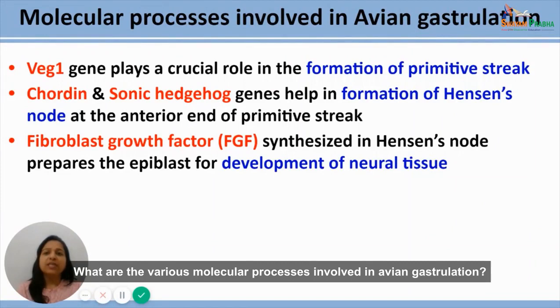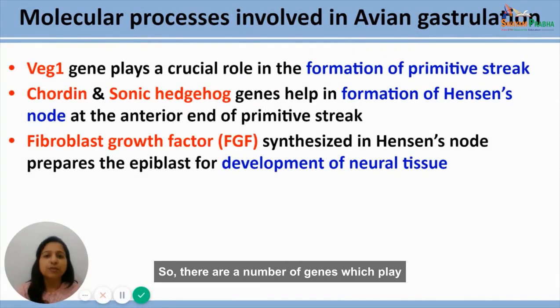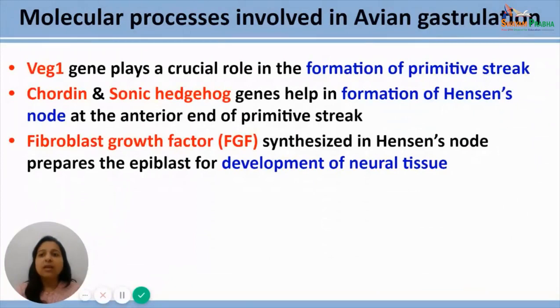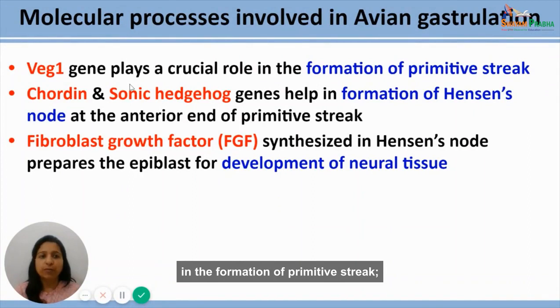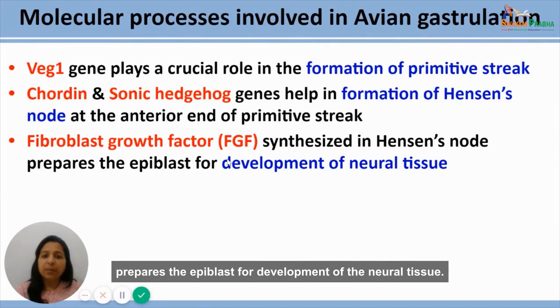What are the various molecular processes involved in avian gastrulation? There are a number of genes which play an important role in the formation of the avian gastrula. Predominantly, the VG1 gene plays a crucial role in the formation of the primitive streak, while the goosecoid and Sonic hedgehog genes help in the formation of Hensen's node at the anterior end of the primitive streak. Fibroblast growth factor, FGF, which is synthesized in Hensen's node, prepares the epiblast for development of the neural tissue.